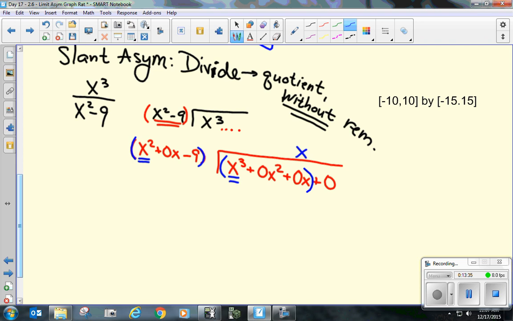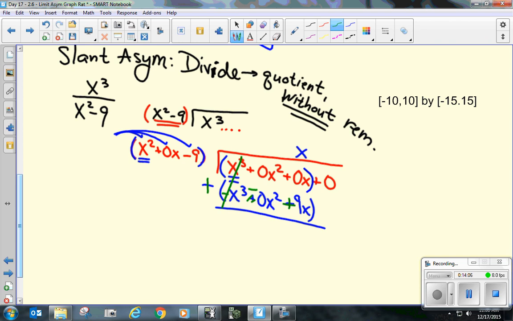And then I'm going to multiply my x into here, here, here, and I end up with x times x squared is x cubed. X times 0x, well, now I still have 0, and it's x squared, right? X times a minus 9 is minus 9x. And I subtract. Well, keep change. Plus, minus, plus. These cancel. There are no x squareds. And I have 9x. And I bring down this plus 0.